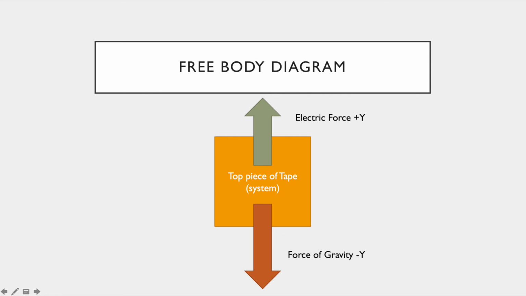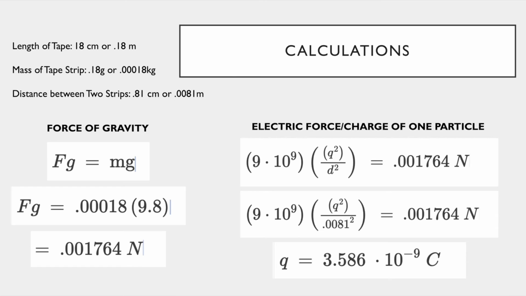Based on this, if we know for a fact that there is gravity acting on the tape in the negative y direction and it is still motionless, the electric force must be equal in magnitude, but opposite in direction. Getting back to the calculations, we're going to be using the formula I showed earlier in the video to calculate the electric and gravitational force on the piece of tape.